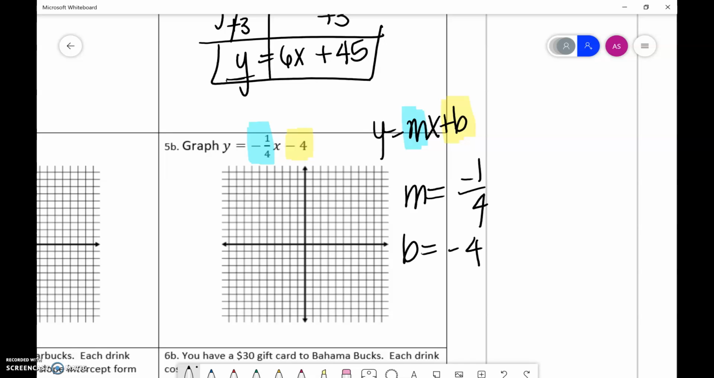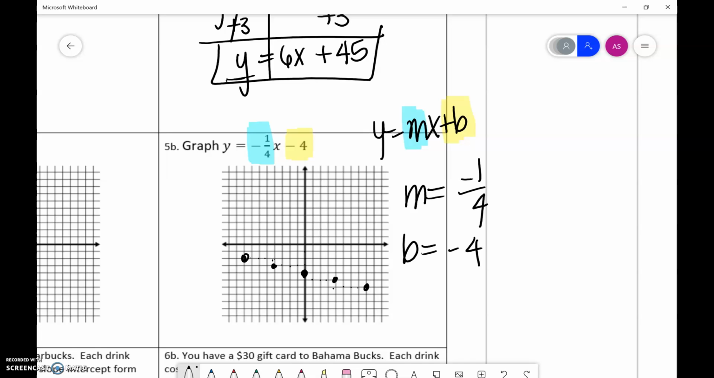So I'm going to start at -4 on my y-axis. Then my slope is negative, so I'm going to go down 1 and over to the right 4. So down 1, 1, 2, 3, 4. Then I'm going to get the rest of these points. So up 1, to the left 4, and I'm going to keep going with that same pattern.